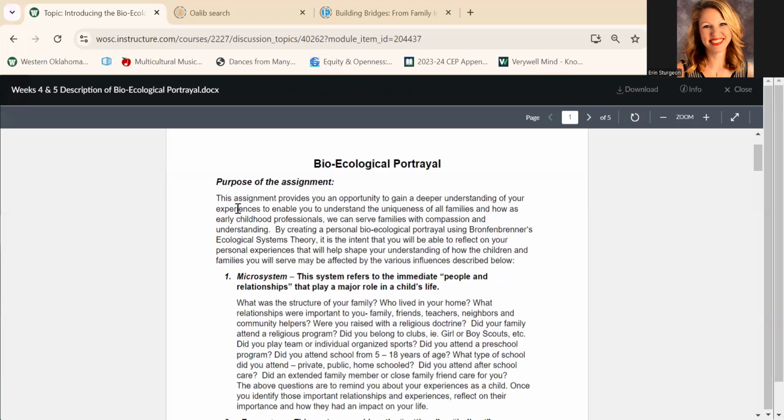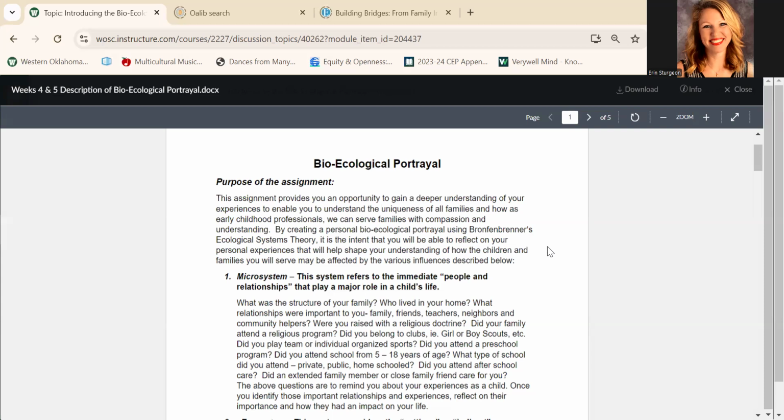So the purpose is to provide you an opportunity to gain a deeper understanding of your own experiences, to enable you to understand the uniqueness of all families and how, as early childhood professionals, we can serve families with compassion and understanding. By creating a personal bioecological portrayal using Bronfenbrenner's ecological systems theory, it is the intent that you will be able to reflect on your own personal experiences that will help you share your understanding of how children and families will serve may be affected by the various influences described below.